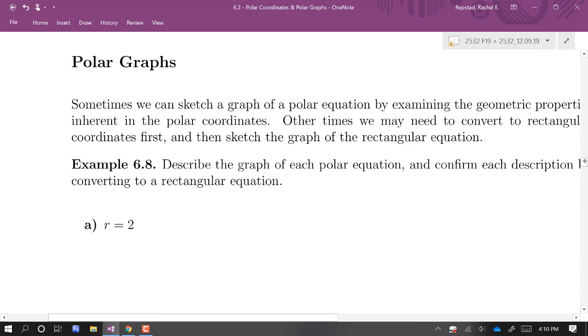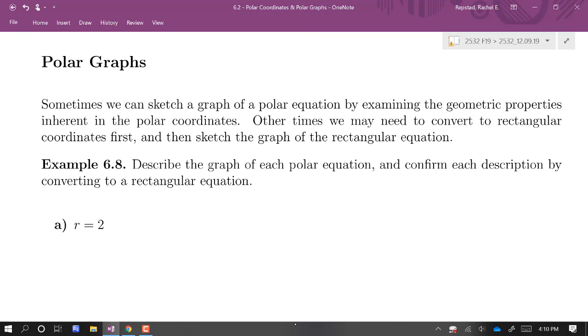Similar to the parametric equations, you can get funky-looking graphs with polar equations. So we're going to take a few of these equations and see how we can reason out what their graphs should look like, and then I'll show you how to get the calculators to plot out some of the more complicated ones.